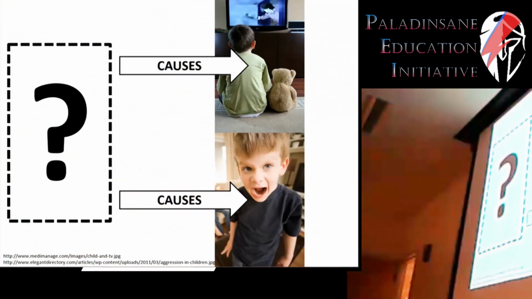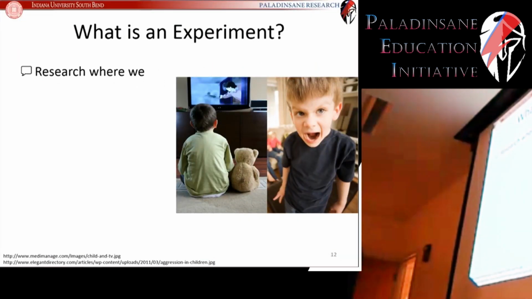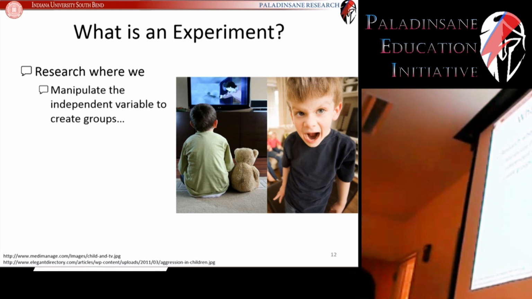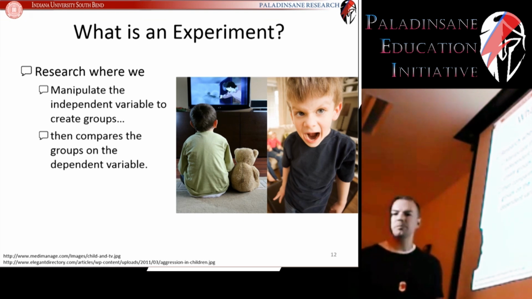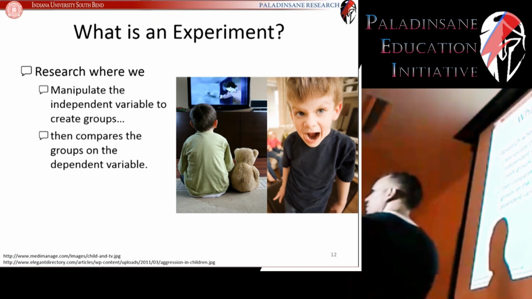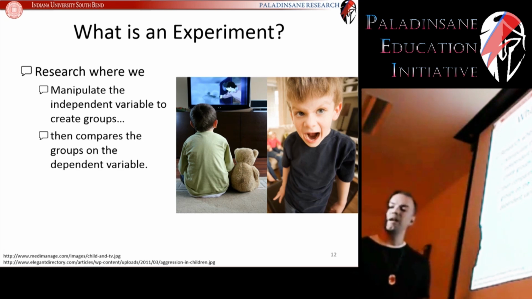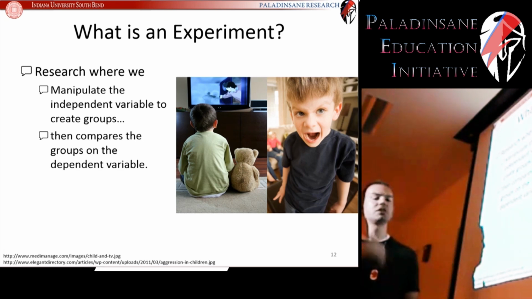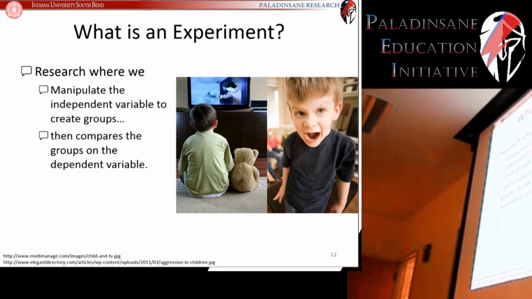And as soon as you're talking causes, as soon as you're talking causality, you need to do an experiment to get at that causality. So an experiment is research where you manipulate the independent variable, you manipulate the cause, and then you compare the outcomes of that when you measure the dependent variable. So once again, you manipulate what you believe to be the cause, that's the independent variable, and then you see what performance differences or behavior differences come out of that manipulation, and that is the dependent variable.